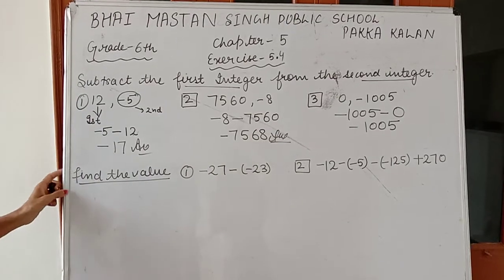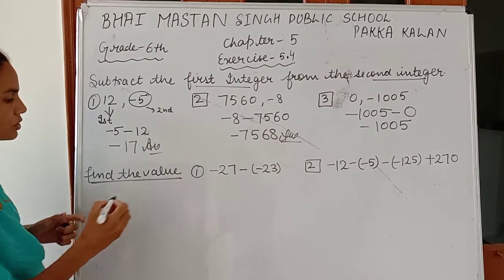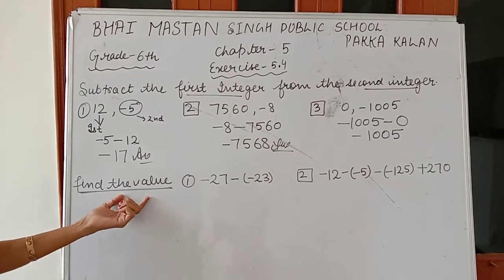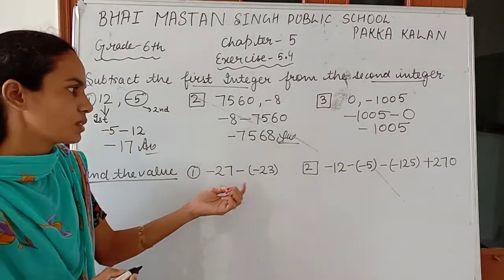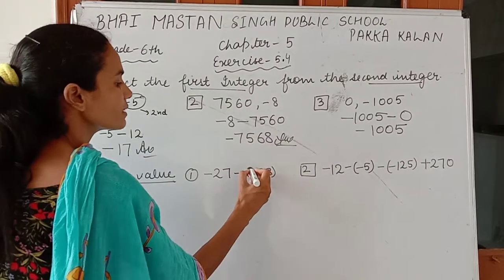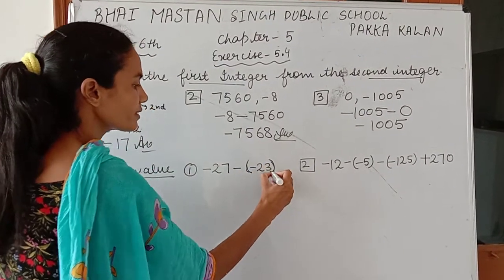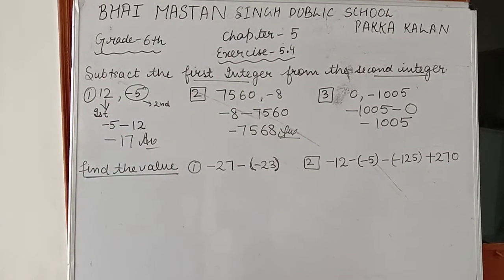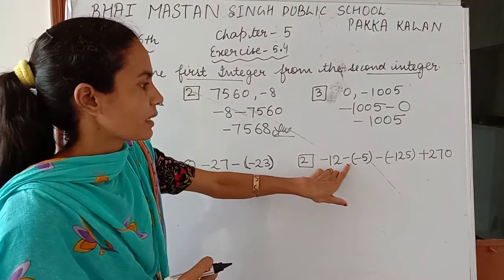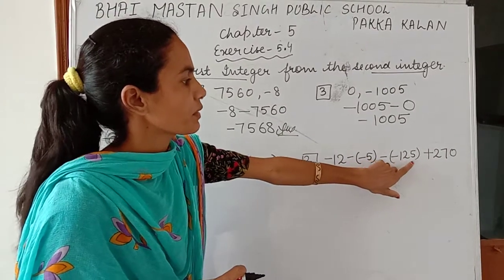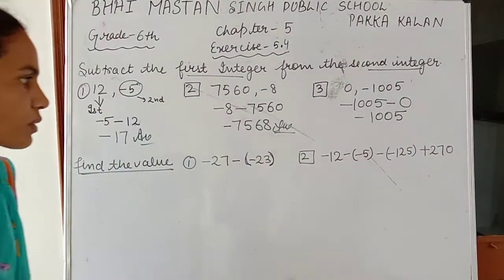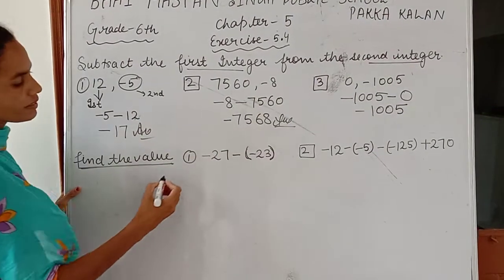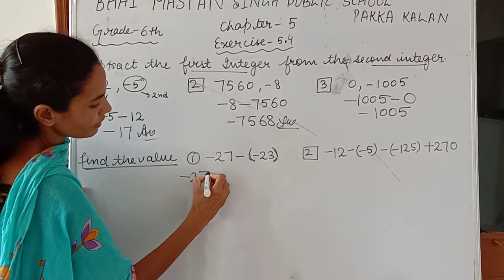And now we will start. Next question, find the value. Find the value, this is your sum. And these are integers with the signs, write in brackets. Minus 12, minus 5, minus 125 plus 270, both of them. So now the first one is minus 27.